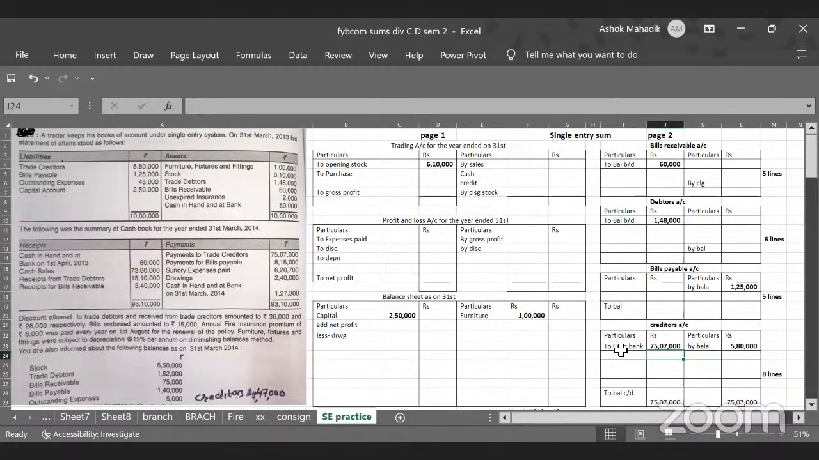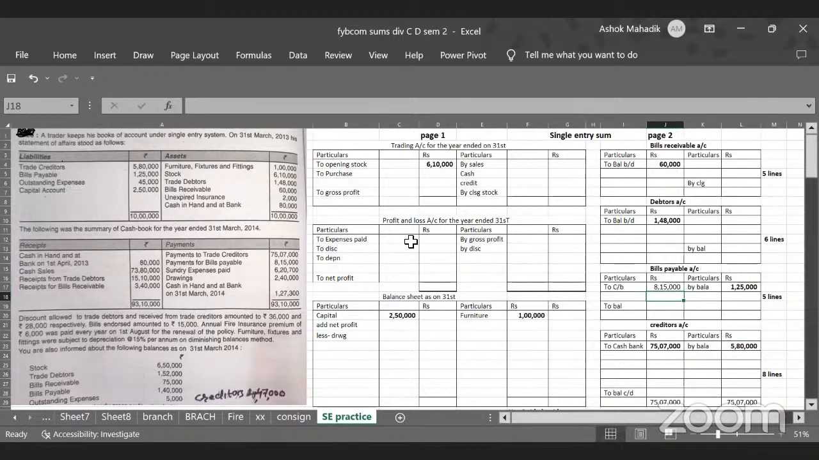Clear? Then payment to bills payable. So in cash, it is by bills payable. So in bills payable, it will be to cash bank. Okay, you are getting it? How much? 8,15,000. Done.